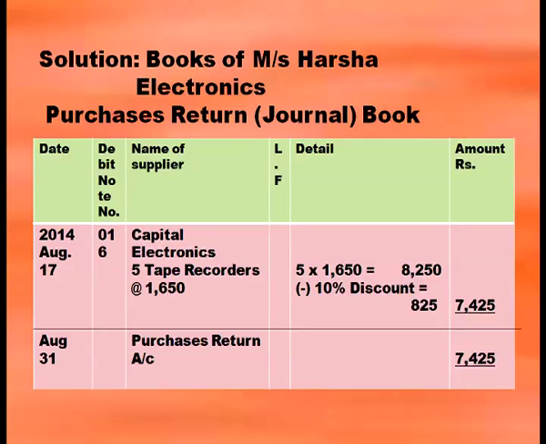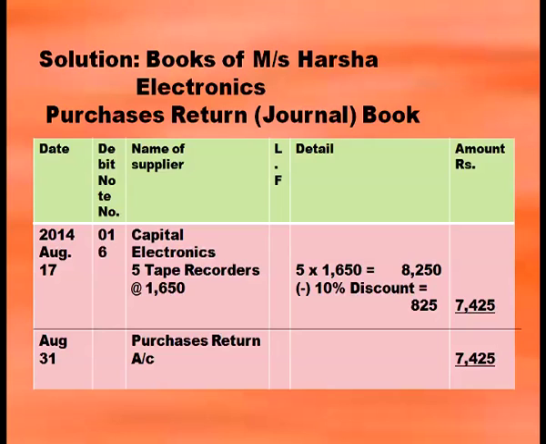Date you have to write as per the instructions, that is 2014, that is, year comes first, then month and then date. Debit note number you have to write. Name of the supplier to whom you are returning the goods, Capital Electronics. What have you returned? 5 tape recorders at rupees 1650. So its detailed calculation will be written in the details column.